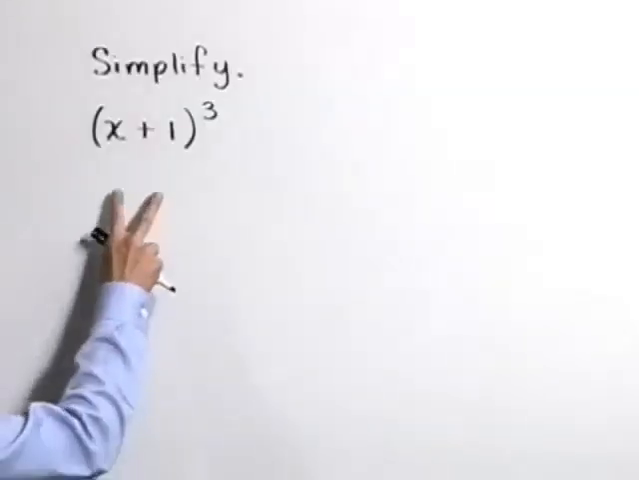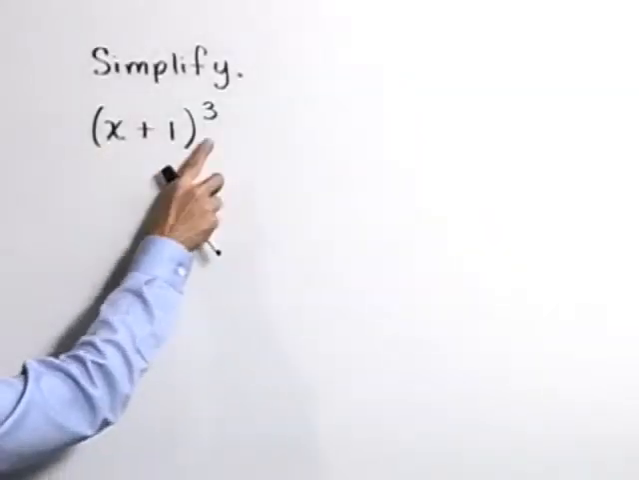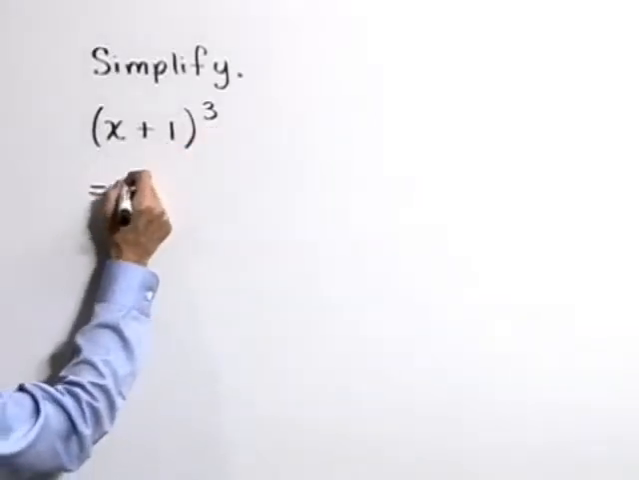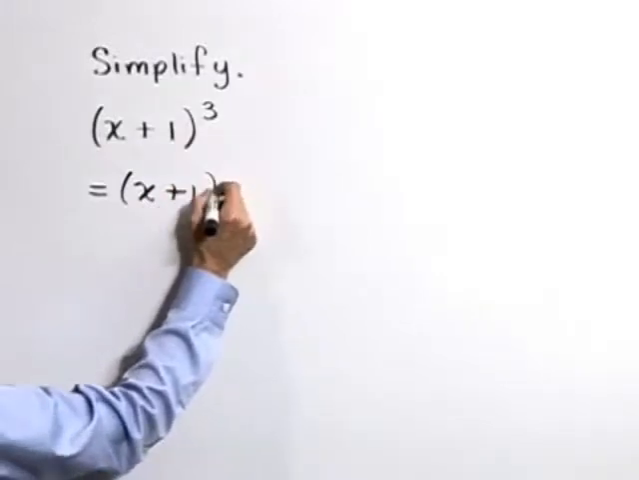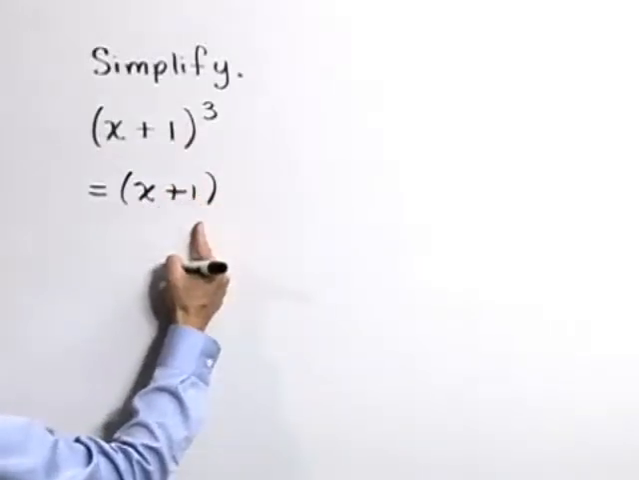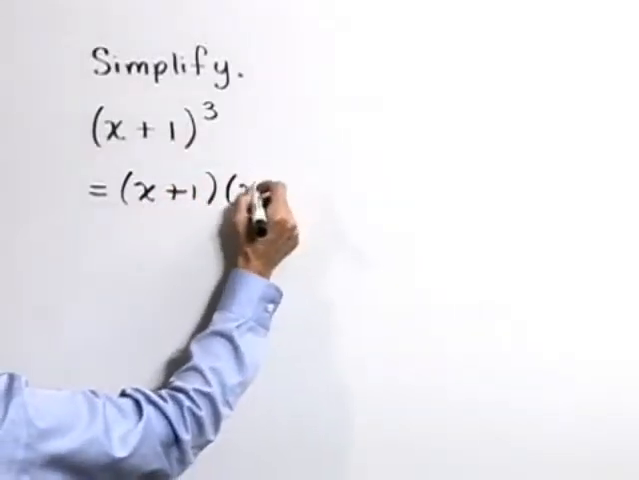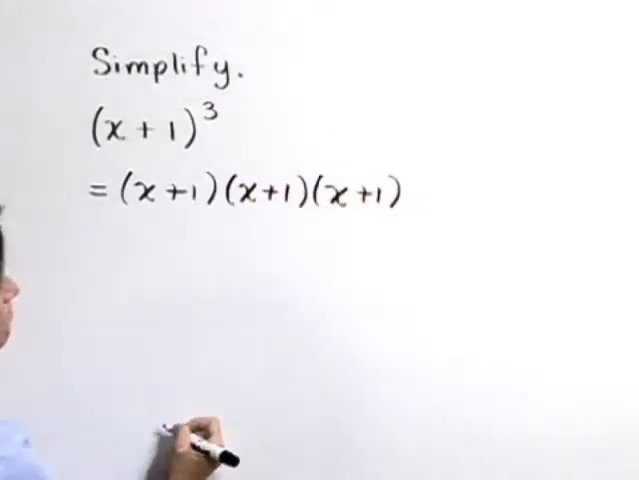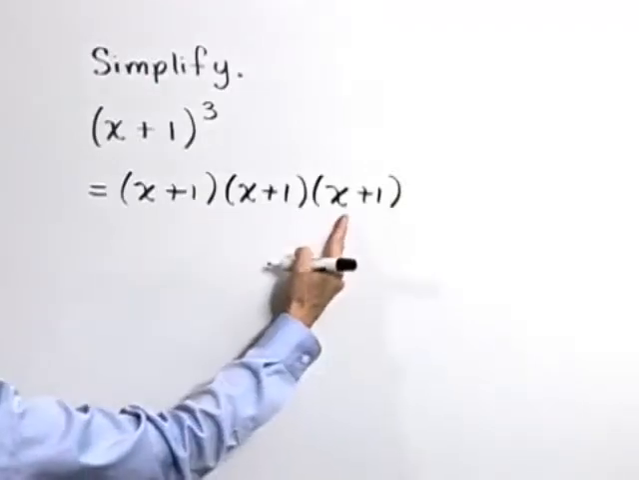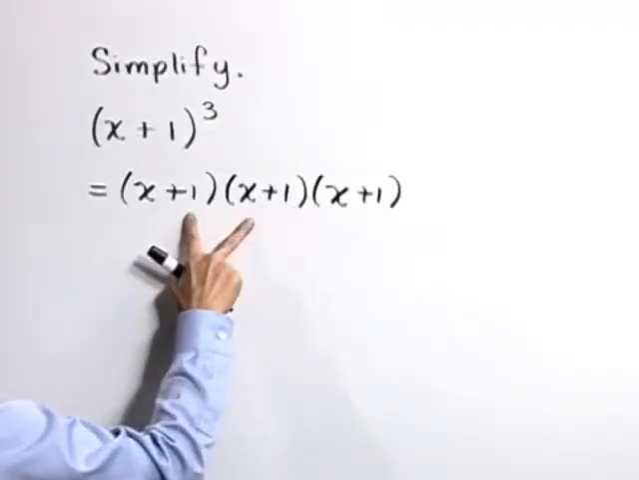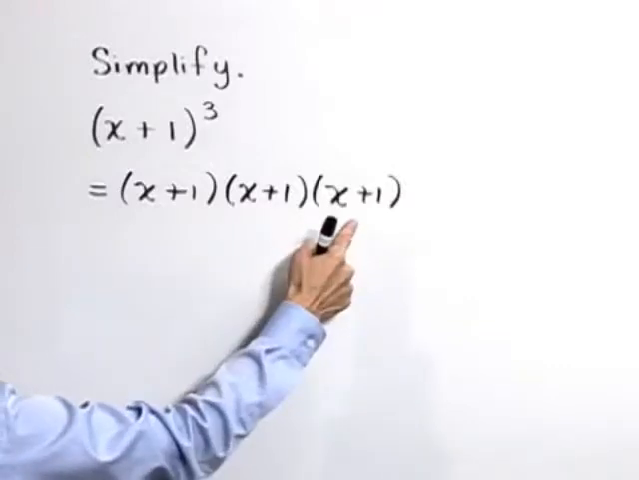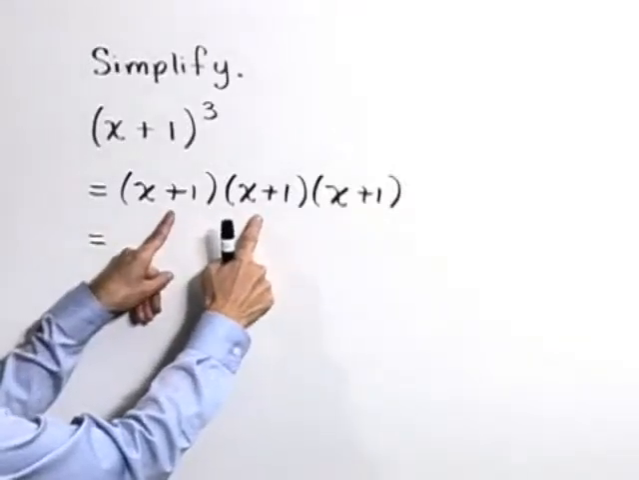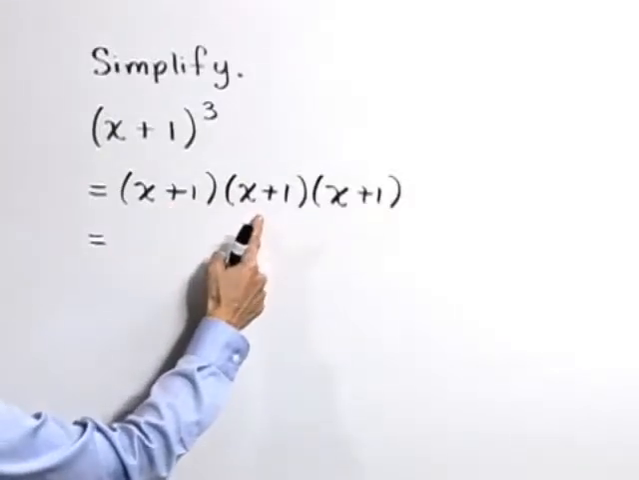Simplify the binomial (x + 1) to the third power. Let's start by remembering that this is (x + 1) times itself 3 times. So (x + 1) times (x + 1) times (x + 1) again. Now to multiply 3 things, we start with any 2 of them and then take that product times the third piece. So I'm going to go ahead and multiply these first 2 binomials using the FOIL method.